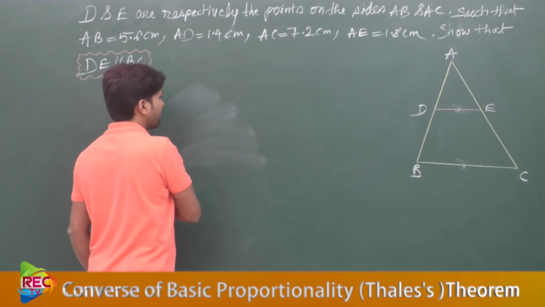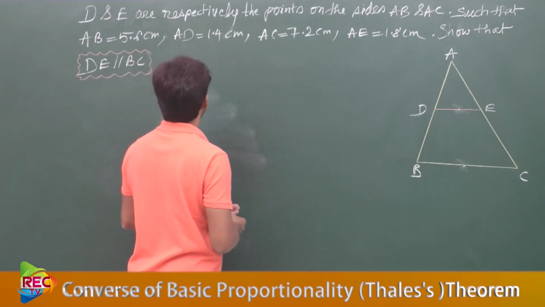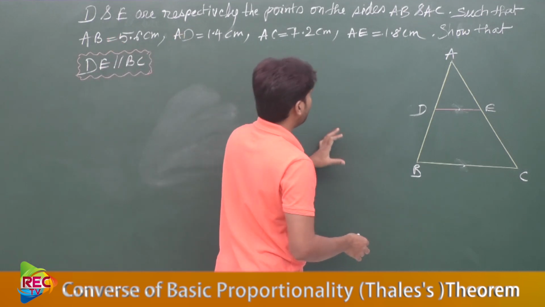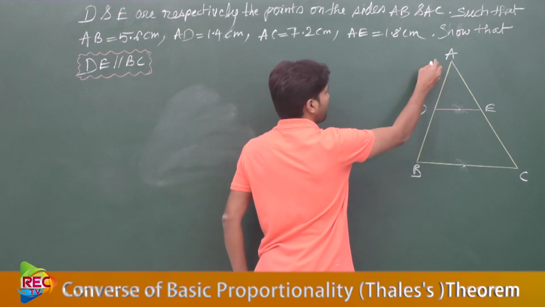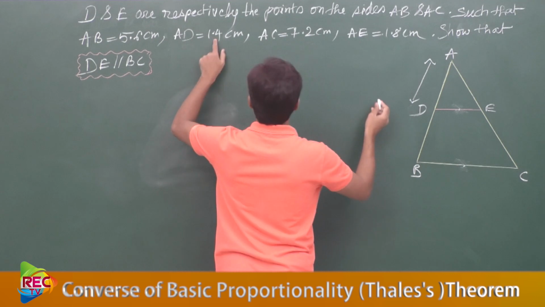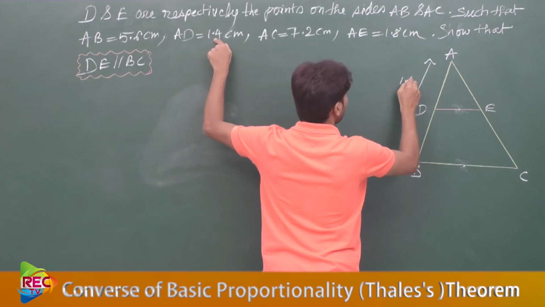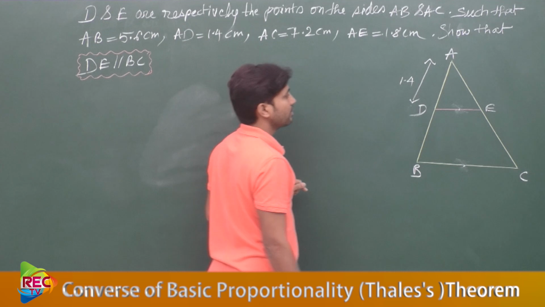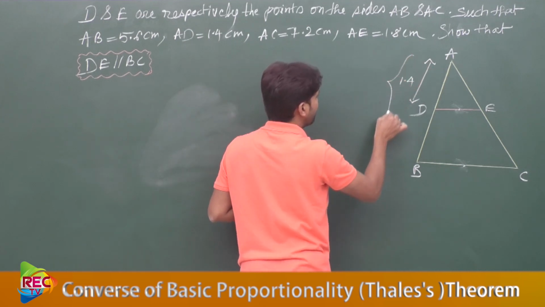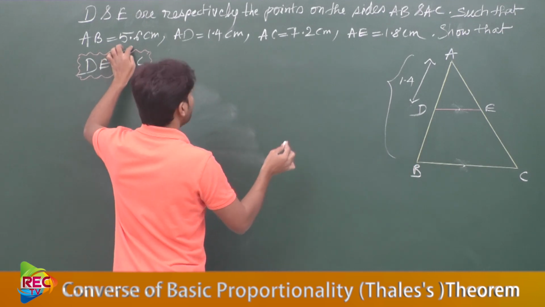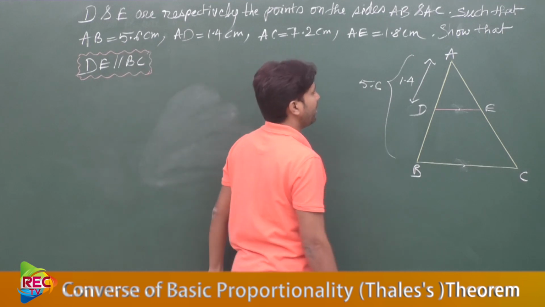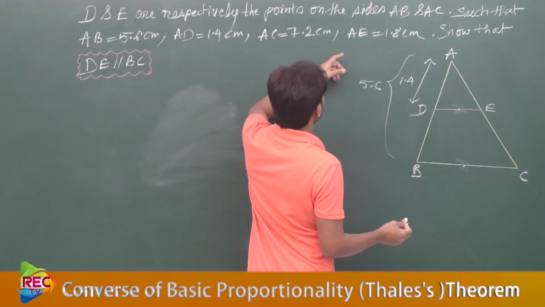First of all, let us write down what the lengths are. AB is given and AD is given. So AD means this length only. I am locating it here. AD equal to 1.4. This is your 1.4 centimeters. And this total length would be AB, and that is given as 5.6.